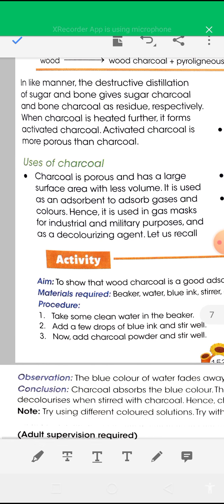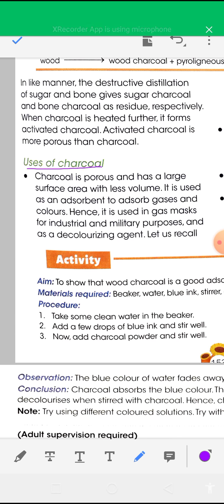Use of charcoal. Charcoal is porous and it has a large surface area with less volume, and it is used as an adsorbent to absorb gases and colors. Hence it is used in gas masks for industrial and military purposes, and it is also used as a decolorizing agent.